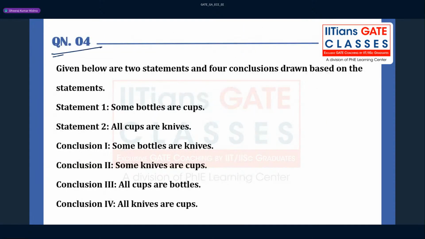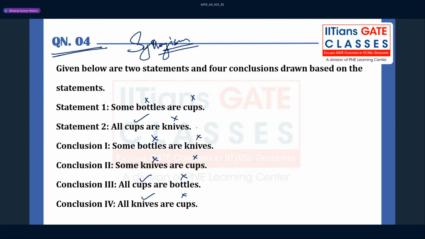And again, our favorite topic, syllogism, right? So the moment we see this kind of question, like there are a couple of statements as well as some conclusions, right? So we can find the answers very quickly. Okay. Statement 1 says that some bottles are cups, right? So you can say that cross cross. All cups are knives. So tick and cross, right? So you can see here, guys, this is cross cross. You can write here. Okay, tick cross, and all the options you can just choose, right?